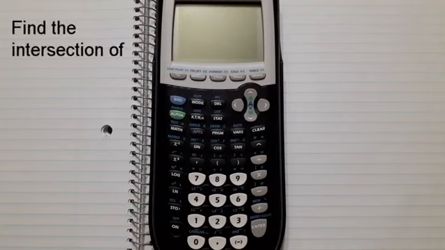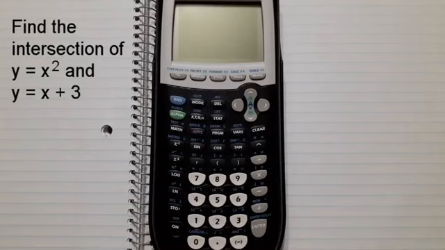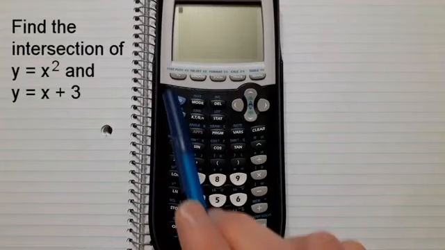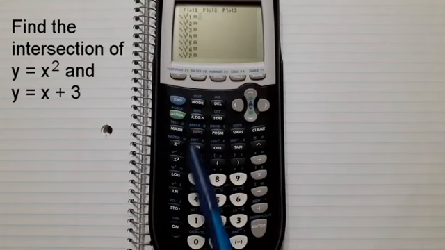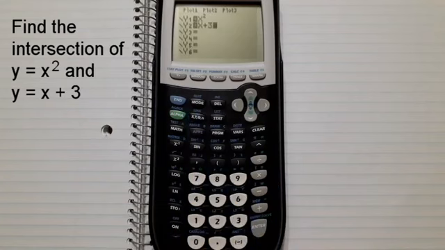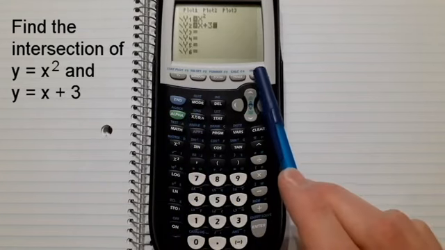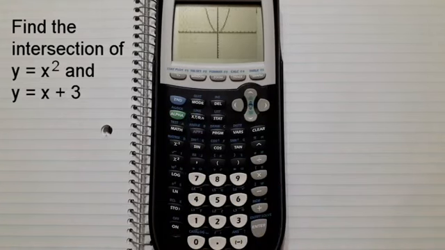Let's start by finding the intersection of y equals x squared and y equals x plus 3. We hit y equals, enter our two functions, and press graph to see, well, a graph. Right away, we should notice that our functions have 2 points of intersection, here and here.